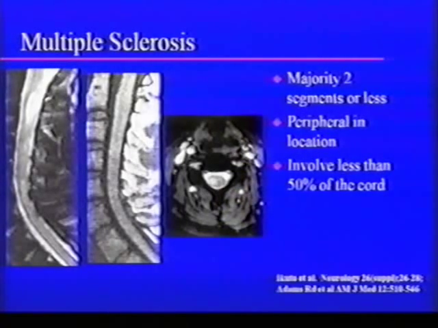What about multiple sclerosis? 2 other investigators looked at a number of patients with multiple sclerosis. And what they found, comparing that to transverse myelitis and other disorders, is that in the majority, lesions involved 2 segments or less. Again, general rule, it extended for less than 2 vertebral body segments. It tended to be peripheral in location, whereas transverse myelitis almost always has some central involvement of the center of the cord. Very often, MS lesions are peripheral, and they typically involve less than 50% of the cord on a single axial image.